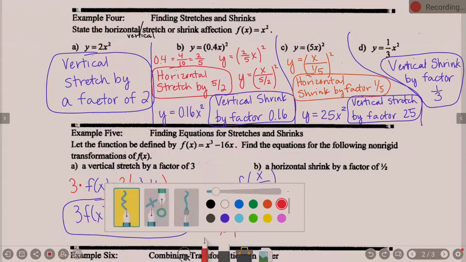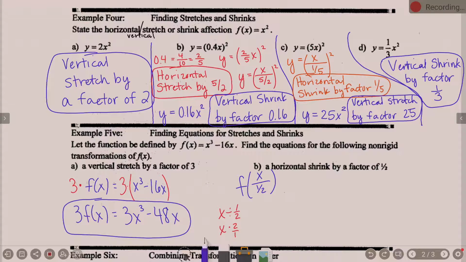So instead of saying f equals x over 1/2, I would rather say f of 2x. So instead of every place I see an x, I'm going to replace it with x divided by 1/2, every place I see an x, I'm going to replace it with 2x. Does that make a little bit of sense?